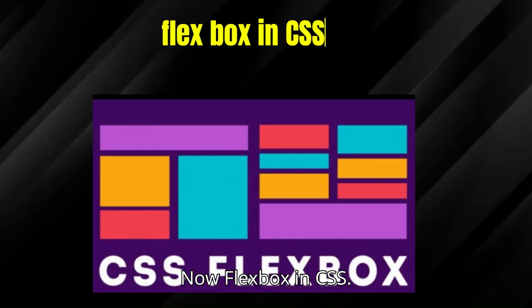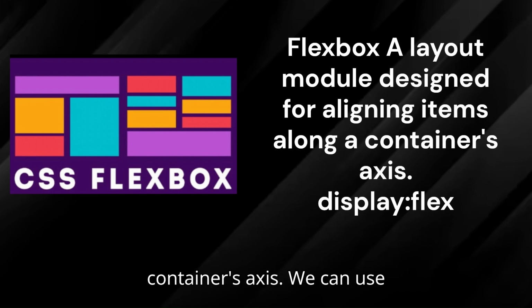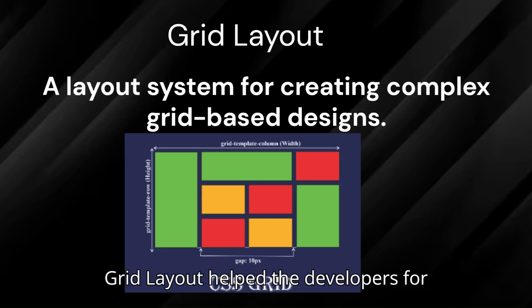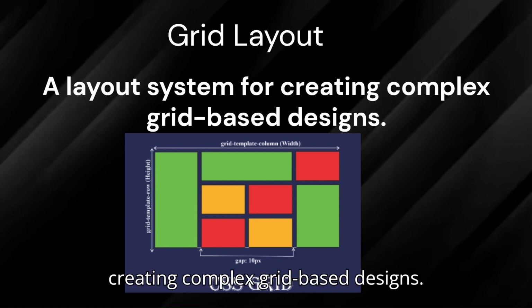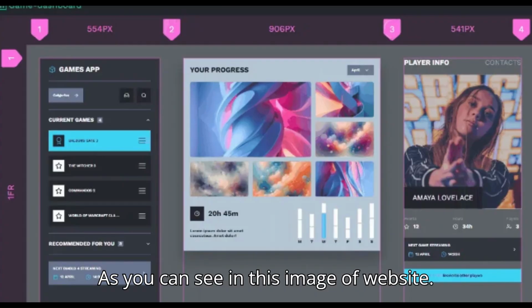Now, flexbox in CSS. Flexbox in CSS is a layout module designed for aligning items along a container's axis. We can use flexbox in CSS using display: flex. Now we learn about grid layout in CSS. Grid layout helps developers create complex grid-based designs, as you can see in this image of a website.